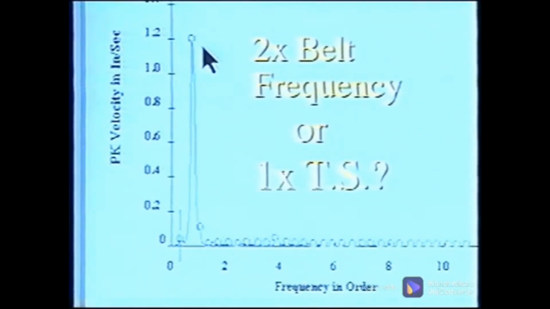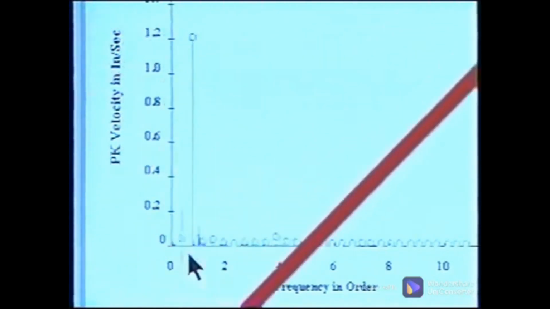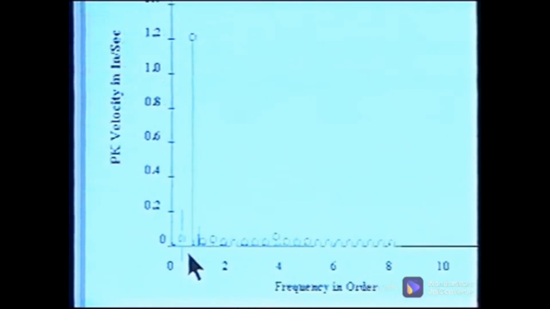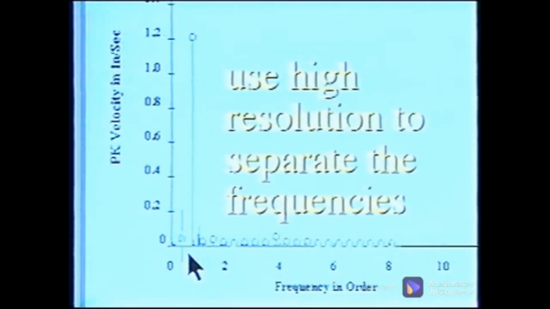Analysts often mistake this as a balance problem, but balancing proves to be futile. A high-resolution spectrum of 800 lines and an Fmax of 3 times the turning speed of the high-speed shaft separates belt frequency from the turning speed peak.